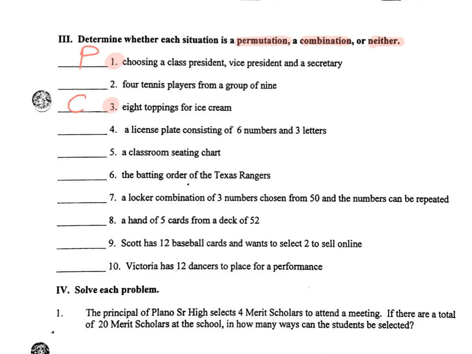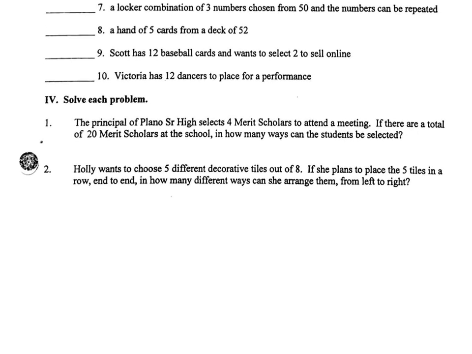Now let's move on to part number 4. I'm going to give you some time to do number 1 and 2 on your own, so please pause the video. Now for number 1, the principal of Plano Senior High School wants to select 4 merit scholars to attend a meeting. Any 4. If there are a total of 20 at the school, in how many ways can the students be selected? So definitely this is a combination since order does not matter. So C(20, 4), you apply the formula, and then you get 4,845 different ways.